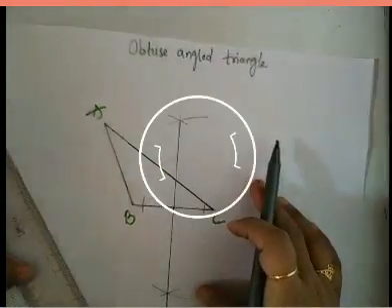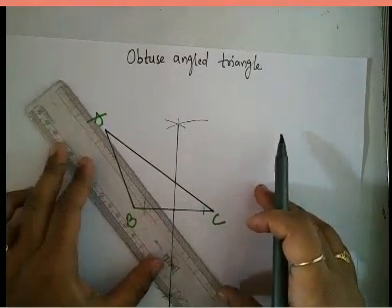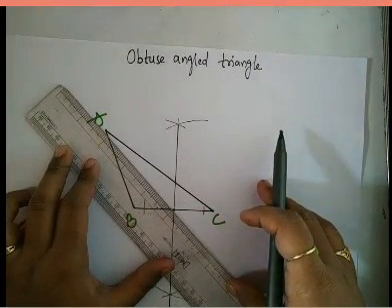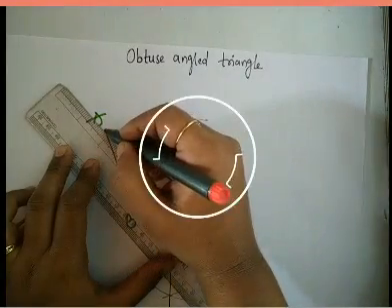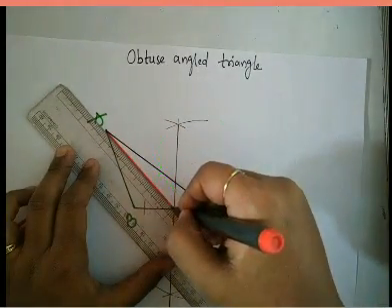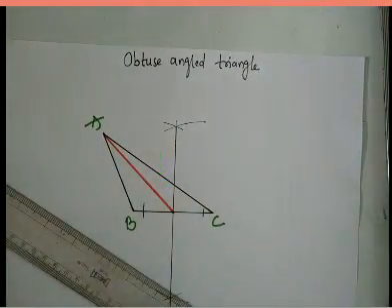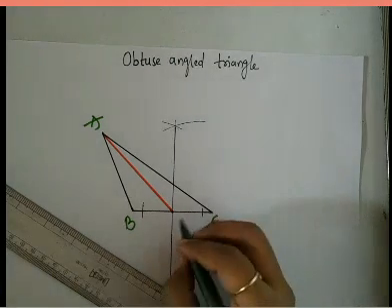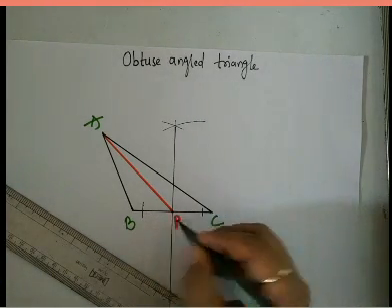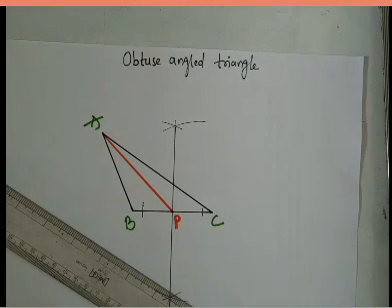This midpoint I'll join to the opposite vertex. The opposite vertex is A here, so I'll join it to A. This is the line I have drawn. I'm naming the midpoint P. So AP is the first median I have drawn.